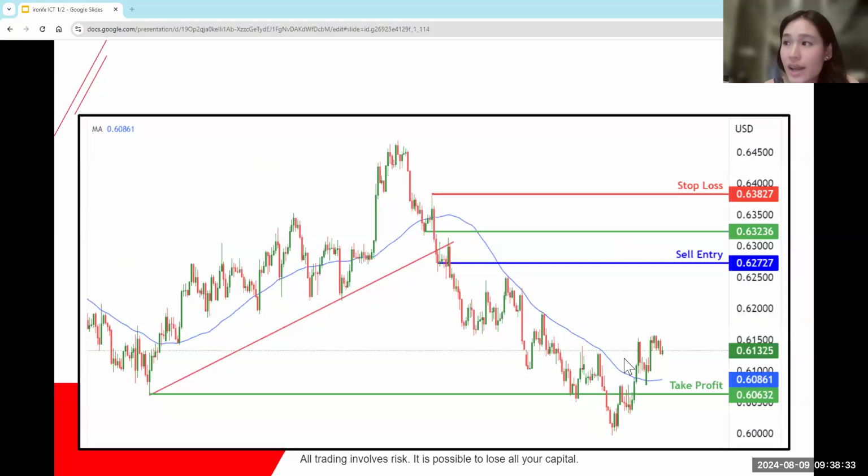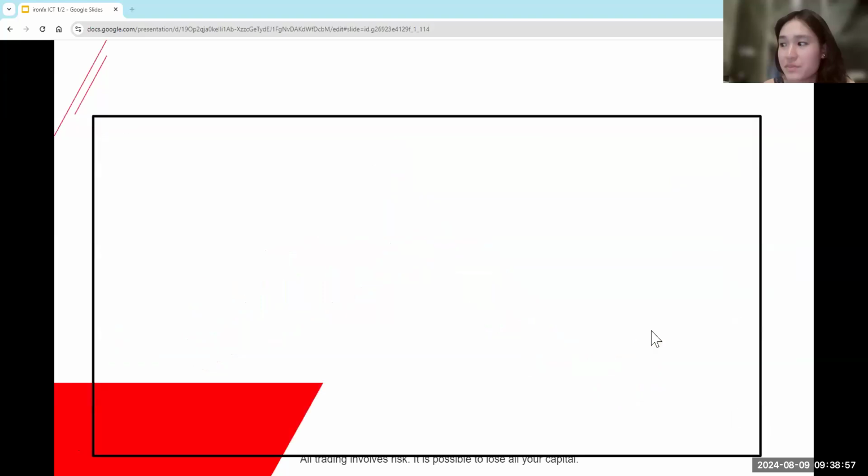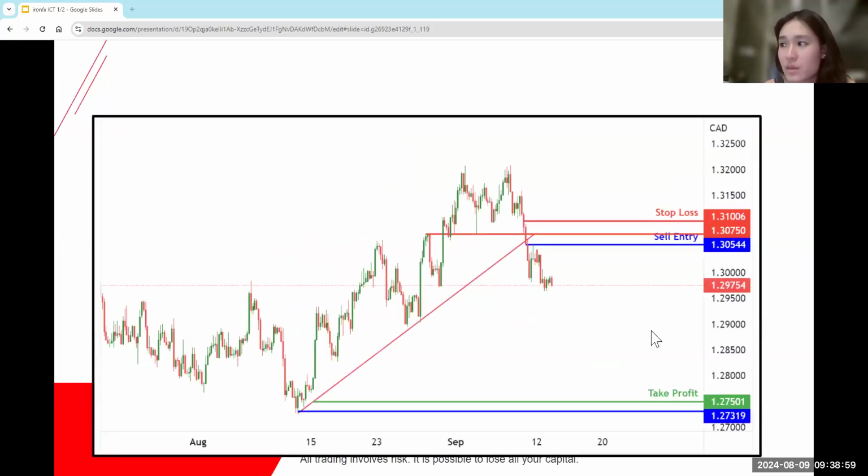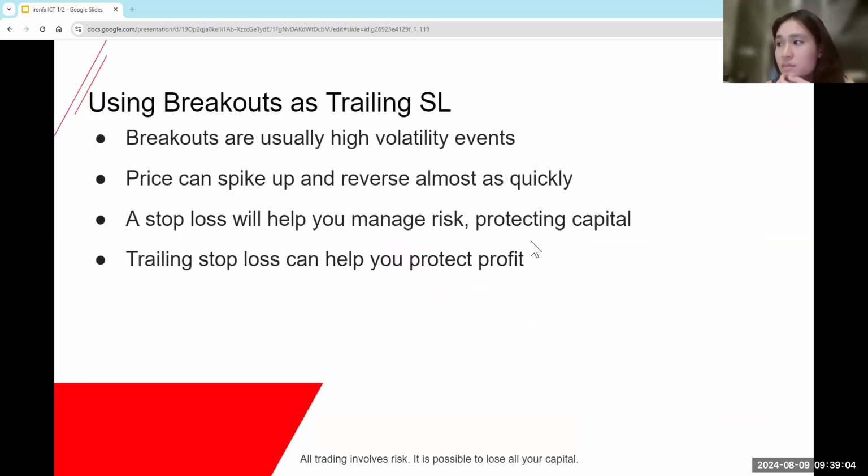So here's a real life example. We're using the moving average now. So price is moving below. Once it breaks out here, we go in for a sell entry here. So going for a sell towards our take profit. Once it breaks above, then we get out of the trade. Another example. Price breaks above it. So using breakouts as trading stop loss.